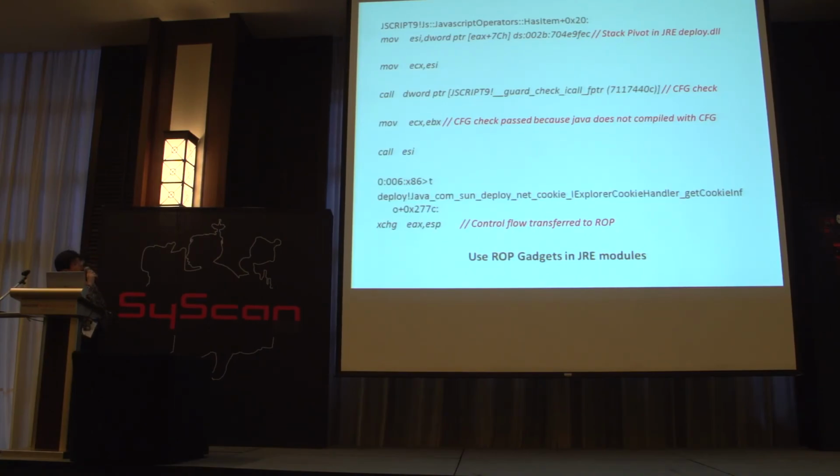Here is an example of using a module in the Java runtime environment to bypass CFG. It is not compiled with CFG. So you can see we can just pass the check and jump to anywhere we want.